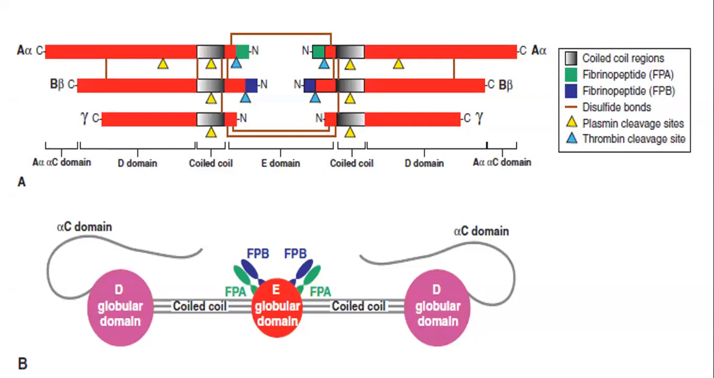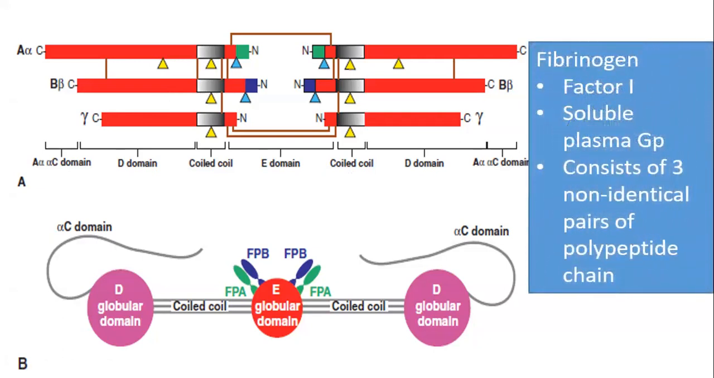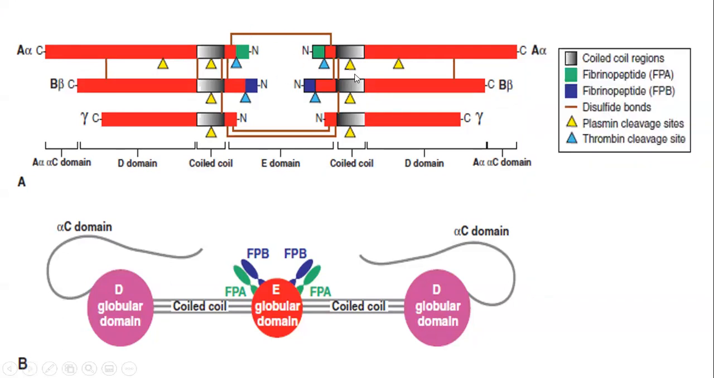Okay, so in the succeeding slides, we're going to discuss how thrombin activates your fibrinogen. This molecule is actually an example of your fibrinogen. Fibrinogen or clotting factor 1 is a soluble plasma glycoprotein. So it also has a sugar molecule attached to it. It has three non-identical pairs of polypeptide chains: alpha, beta, and gamma. As you can see here, they are linked by your disulfide bonds. That is what connects them.